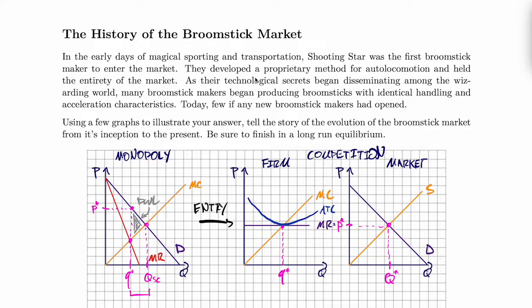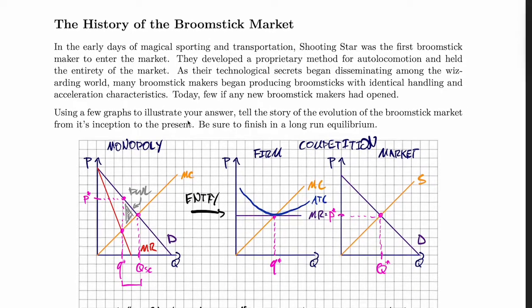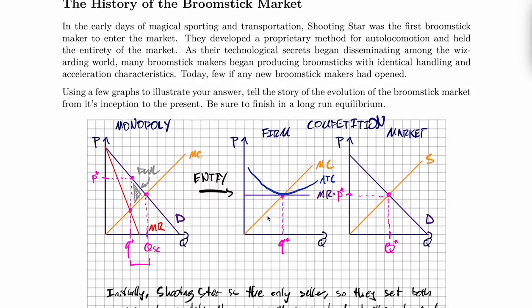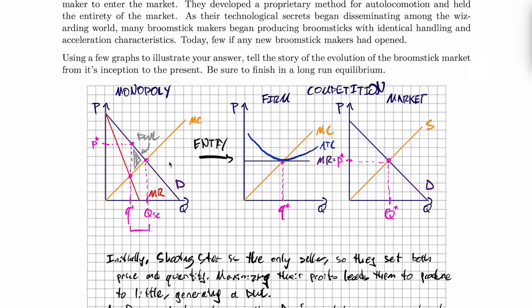As the technology becomes disseminated, we see many broomstick makers begin to compete with this monopoly, with Shooting Star. So we're asked to use a few graphs to illustrate the answer about the evolution of this broomstick market from its monopoly starting point to something that resembles a competitive market. And remember, this is a competitive market because we have many broomstick makers producing broomsticks with identical handling and acceleration characteristics. Just from the information we're given, we're told that these are homogeneous. The broomsticks are homogeneous. So we know this is a perfectly competitive market, at least from the information we're given.